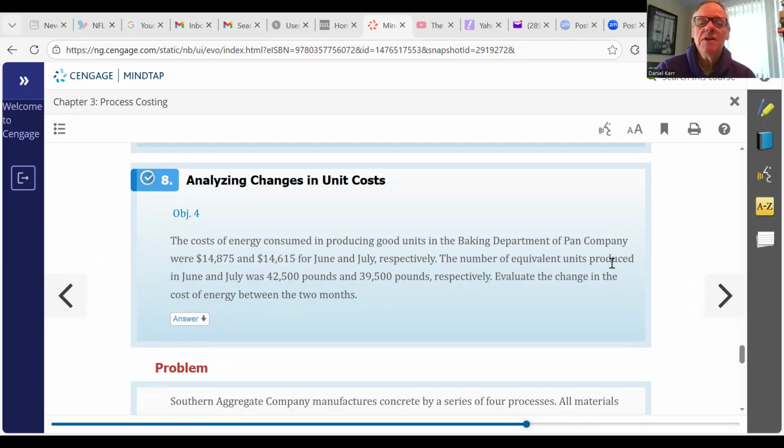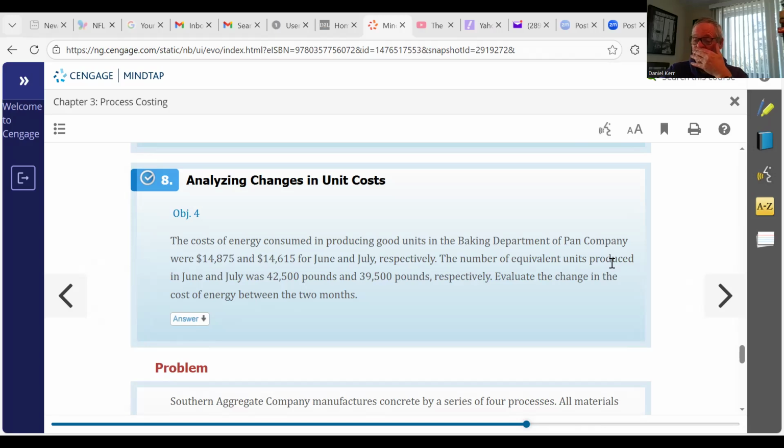So what we need to be able to do, and they're not going to ask us to calculate here, they recognize you're tired, and this is the last little video lecture, so they're going to give you the equivalent units. It says the number of equivalent units produced in June was 42,500 pounds and 39,500 for July, respectively. And it says, on that basis, evaluate the change in the cost of energy between the 2 months. So we can take the energy cost and compute it on the basis of equivalent units, and ask ourselves, what is happening to the trend in cost?